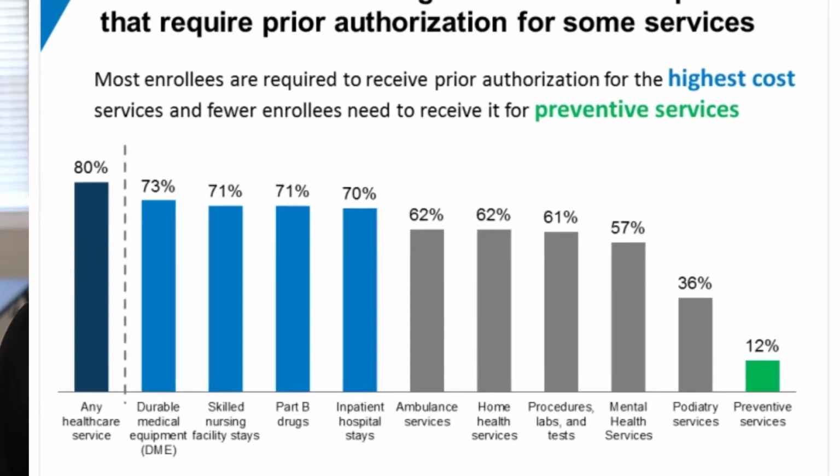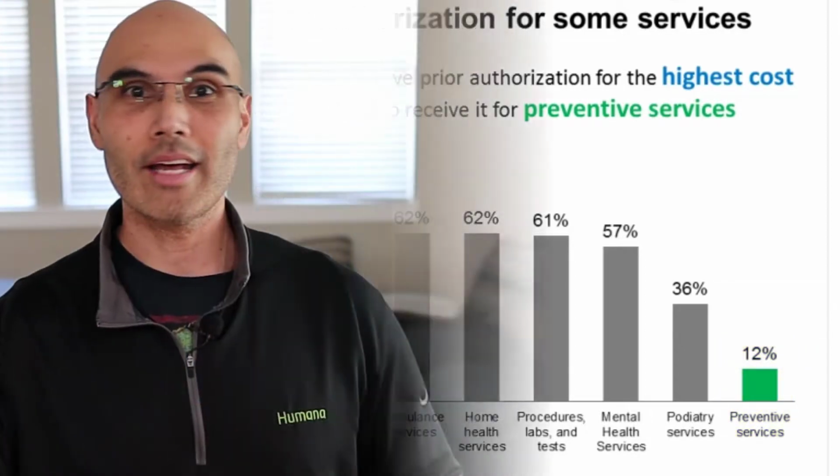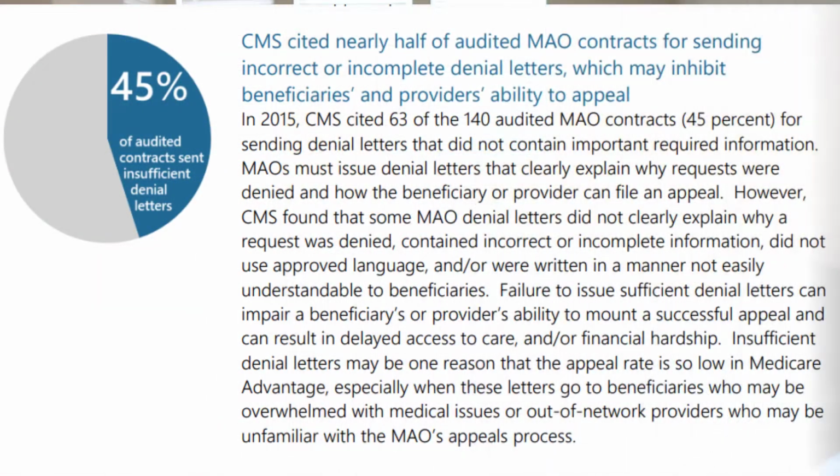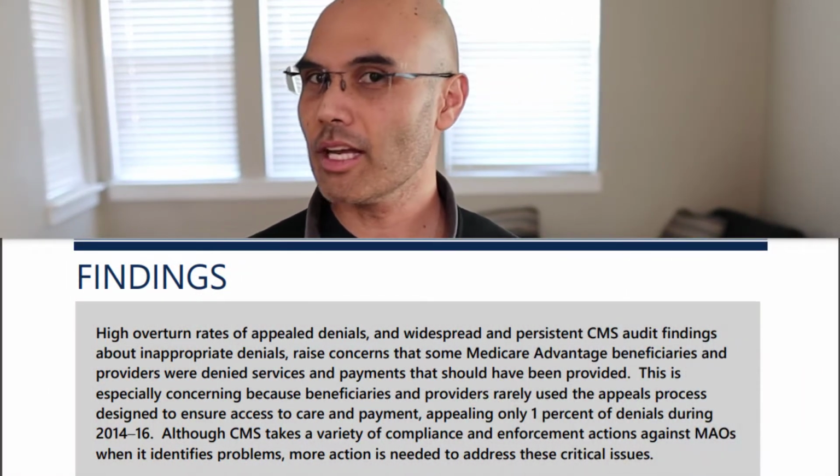This can be really problematic, as you can see on this chart here. Kaiser Family Foundation research has shown that Medicare Advantage plans have prior authorizations on 80% of the services that they give out. Even for preventative services down here, about 12% of Medicare Advantage plans need you to get prior approval to even have preventative services done. In addition, 45% of these audited Medicare Advantage organizations did have problems with providing insufficient information when it comes to denial letters. Also, interestingly, only 1% of any of these denials were ever contested.